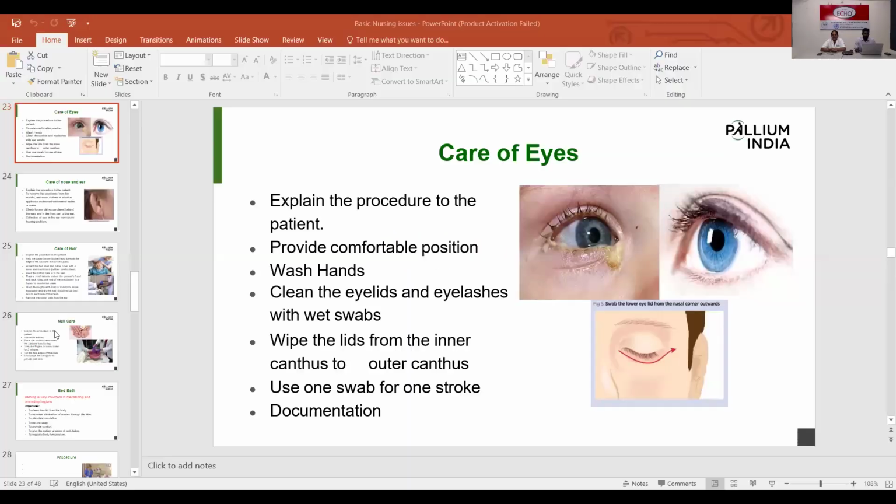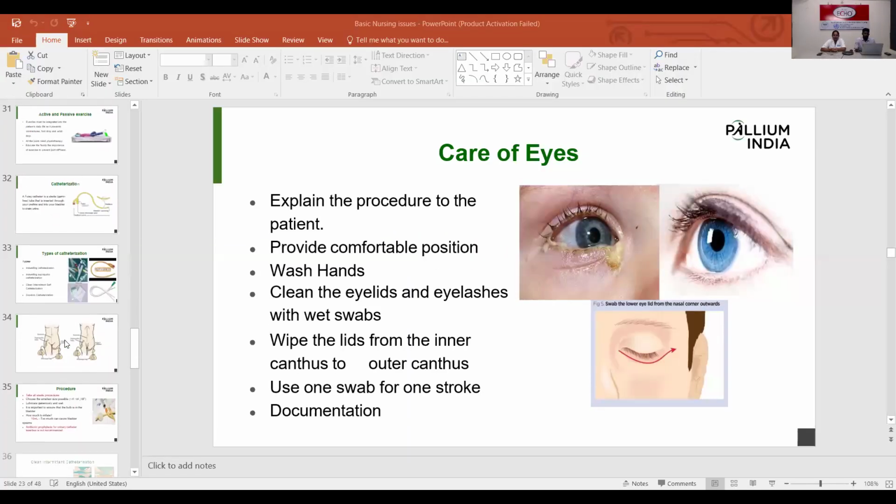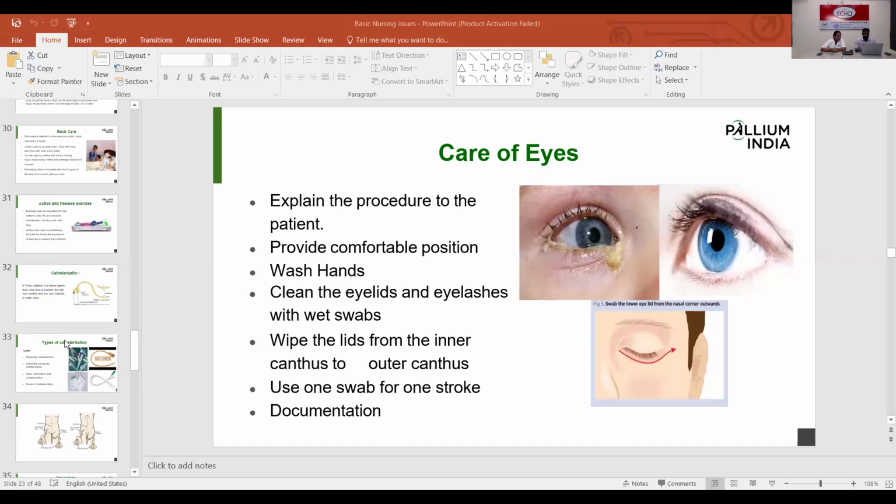So we will see a video of how we have to do oral care. This is how we have to do the oral care. A slide video which will be helpful to help you remember and give good oral care to your patients, right? Okay, so next we'll go to the next slide.